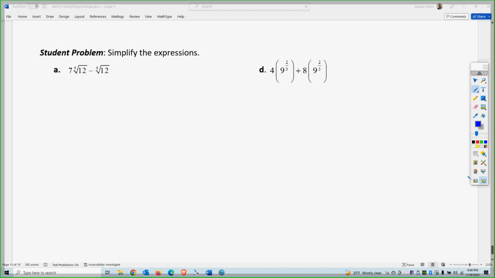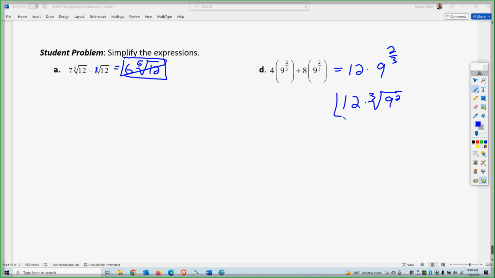Okay, so for the student problems, 7 minus 1 is 6 5th roots of 12. And then 4 plus 8 is 12, 9 to the 2/3. Or if you want to rewrite it, 12 third roots of 9 to the second power, right? And you can put that second power on the inside or the outside. I like putting it on the inside when I'm showing it, or outside when I'm calculating, to be honest with you. All right, that is the end of part 4.